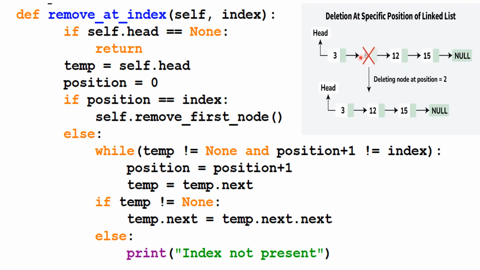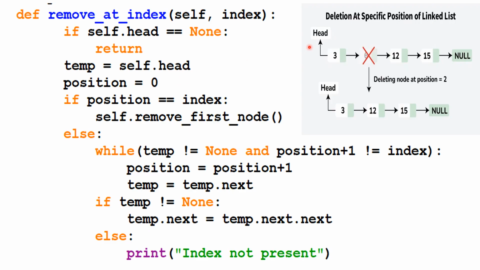Now coming to the programming side, if self dot head is equal to none, we can't delete anyway, so return. Take a temporary variable, the first node is going to be stored in temp, and position is equal to 0. Let us assume position is equal to 0 means the 0th memory location element is 3. Now we need to mention the index where you want to delete.